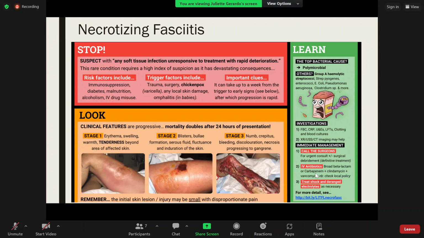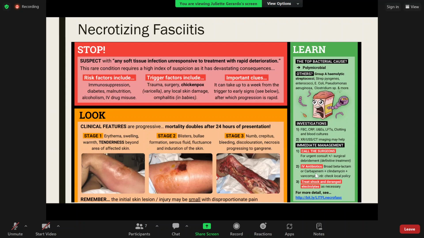If they have a virus, that may also affect how their immune system is able to respond to any type of infection. Local skin damage, and then in infants, if any of the trainees decide to go into pediatrics, is making sure that kids can also be at risk for this as well. It's not just for adults. To notice that it can take up to a week from that initial trigger to progress.